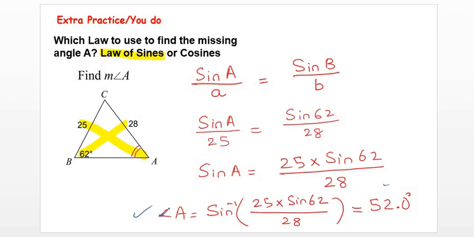Whenever you are trying to use the law of sines and you are trying to find the angle A, for sure it's going to be sine inverse of something. Sine inverse of what? The side that is opposite to this angle A, 25 times sine 62 over the side that is opposite to 62, because it's coming from here, right? First you move this 25 to the other side, so it will be here in the numerator, and then you take the sine inverse. Clear? So this is how you use the law of sines and the law of cosines.